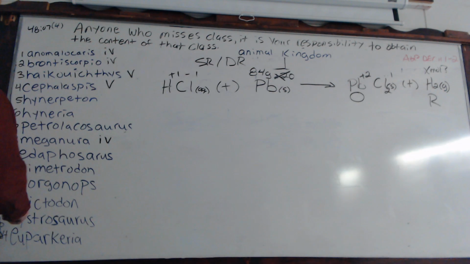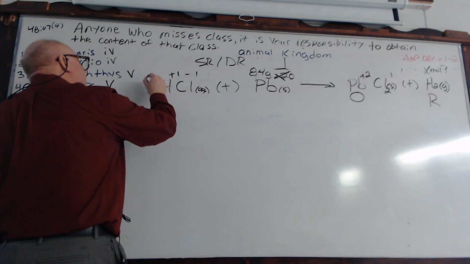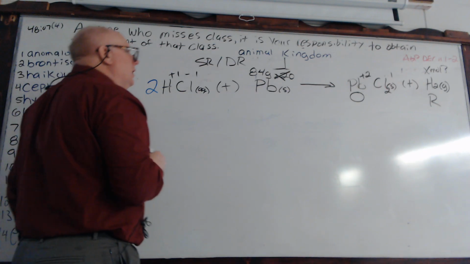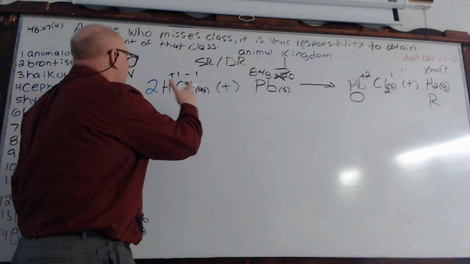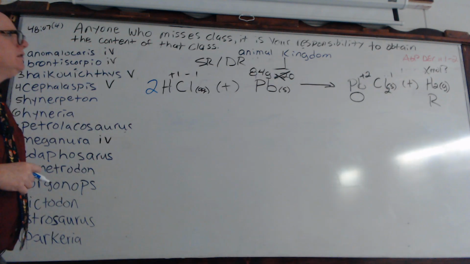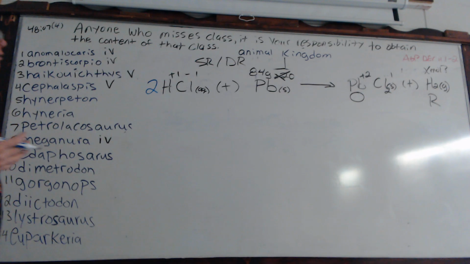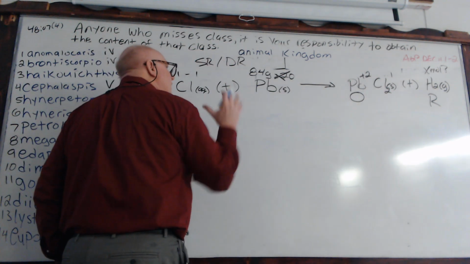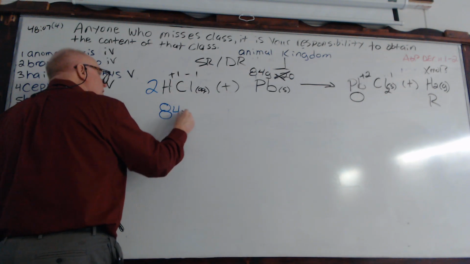Okay, so first thing we need to do is balance this reaction. We've got 2 chlorines over there and only 1 here, so we have to put a 2. Then lead is 1-to-1, chloride is balanced, and hydrogens are balanced. So even if you didn't balance this, you would have been okay because it's a 1-to-1 ratio. What we mean by that is the only place that we can start is with 84 grams of lead.